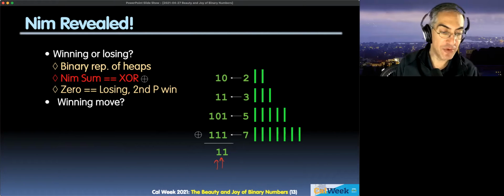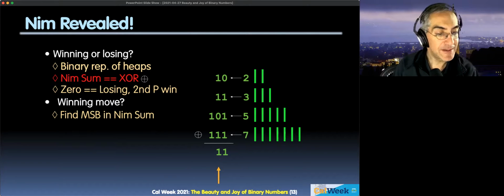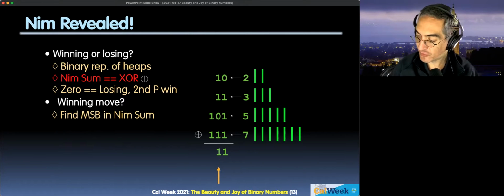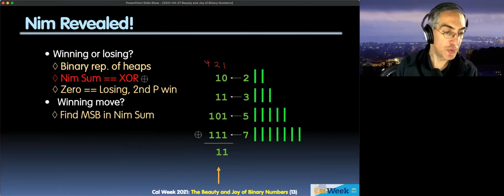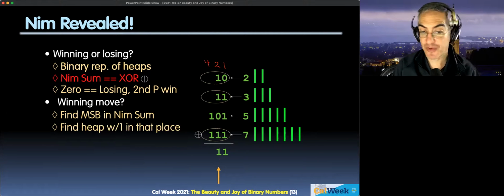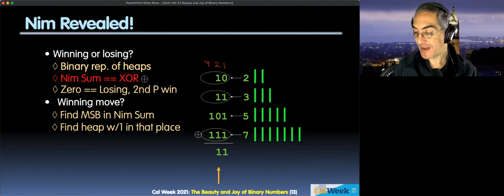So here we go. The winning move is you start by saying, what is the MSB, which stands for the most significant bit, in the Nim sum? And this is in the 2's column. Remember, this is the 1's column, the 2's column, the 4's column. Okay? The most significant bit is in the 2's column. Step 2. This is an algorithm. By the way, I'm giving you an algorithm. You find a heap with a 1 in that place.